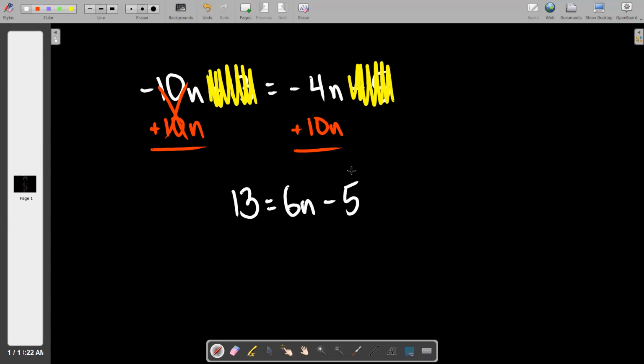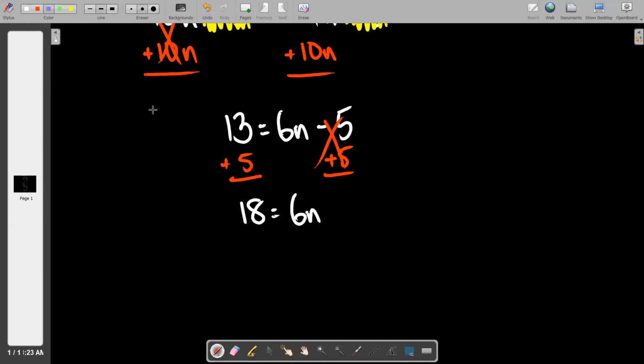Cruz, what will we do now? We're going to add 5. Close it off. Add 5. Close it off. Cancel. Drop. Drop. 13 plus 5. 18. Last step. Divide 6 on both sides. Cancel. Drop. Drop. And what is 18 divided by 6? 3.